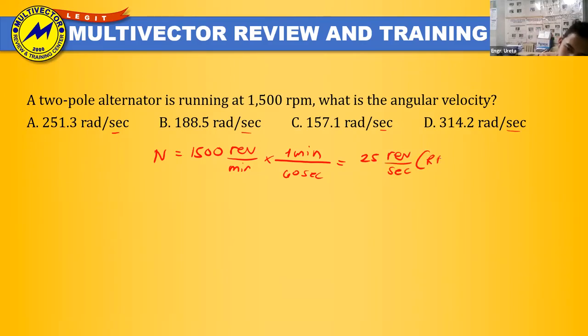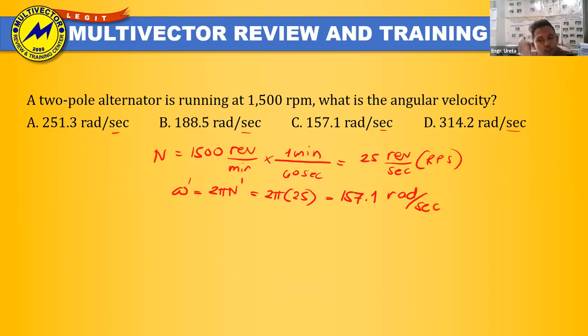Or RPS. In terms of angular velocity, it is just equals to 2 pi times the speed. Kung naka rad per second yung ating angular velocity, dapat naka revolution per second yung ating speed. So 2 pi times 25 is just equals to 157.1 rad per second. Kapag nag-multiply kayo ng 2 pi dun sa ating speed, automatic magiging angular velocity yan. So problem 36, letter C. Okay, so yan lang naman, easy lang siya. Okay, next.